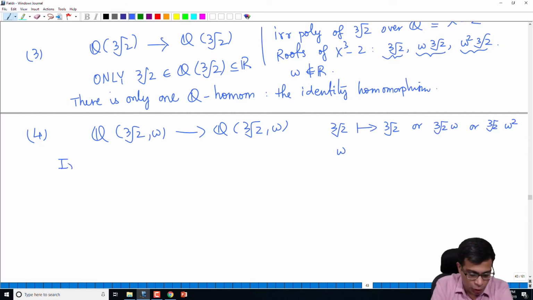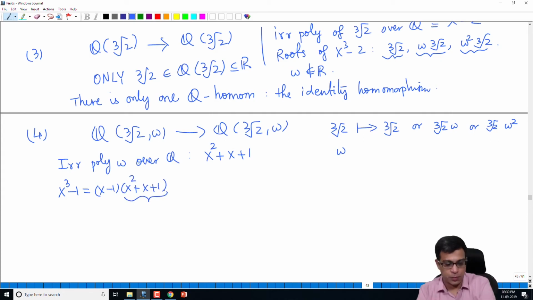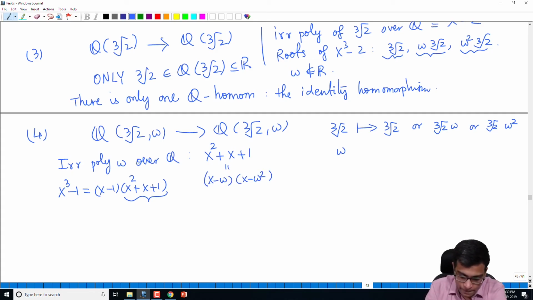And what is the irreducible polynomial of omega over Q? I claim that this is x squared plus x plus 1 because it satisfies x cube minus 1, right? It's a cube root of 1, so it's a root of x cube minus 1, which is not irreducible, and you can factor it like this. This must be the irreducible polynomial because x minus 1 clearly doesn't have omega as a root. And what are its roots? It's actually omega, or omega squared. So omega has two possibilities, cube root of 2 has three possibilities.